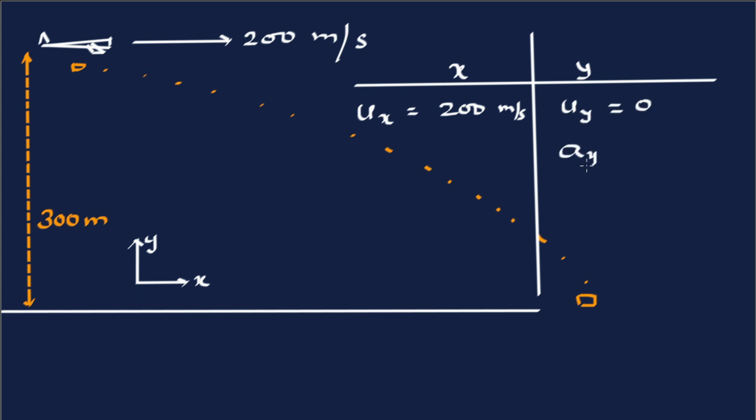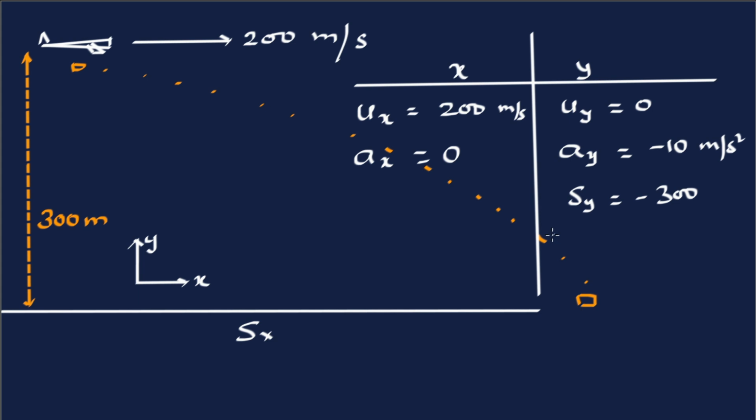As usual, ay is 9.8. We will take it as 10 meters per second squared downwards. Since I have taken y pointing upwards, it is minus 10 meters per second squared, and acceleration's component in the x direction is 0. So our question is, we need to find Sx, the horizontal distance from the target when the bomb is released. What about Sy? Sy is minus 300 meters.